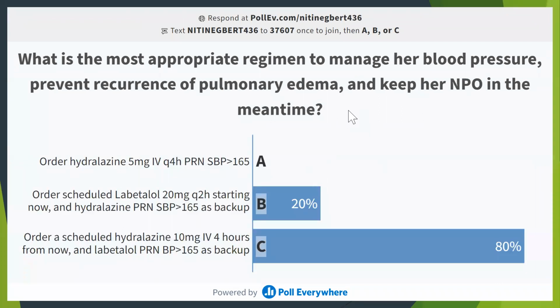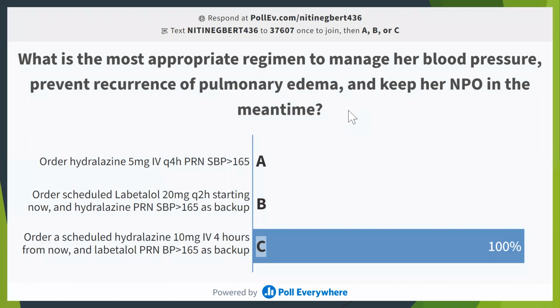We've got 1 for starting labetalol and keeping a hydralazine PRN as backup. And 1 for, that's not a wrong answer, by the way. I just asked for most appropriate. So whoever changed your answer, nobody's going to fault you for picking option B. I just like C a little bit better, so I'm pushing it. And the only reason C is a little bit better, in my opinion, is because you know how hydralazine works on this patient and you know that it's effective. It's going to wear off in about 4 hours.